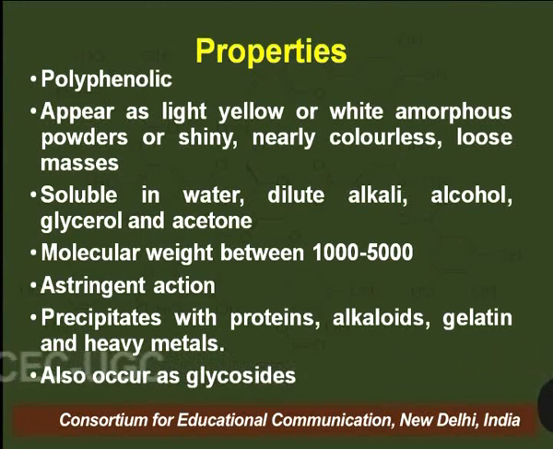Now they appear as light yellow or white amorphous powders. That powder can be shiny in nature or simply amorphous, and they occur as loose masses when they are isolated or extracted from the plant material. As we discussed, the majority of the tannins have a molecular weight between 1000 to 5000 Daltons, and they have an astringent action, which we have discussed in the definition also.